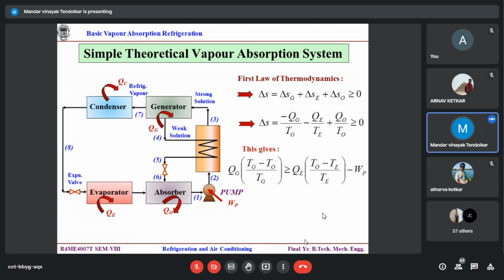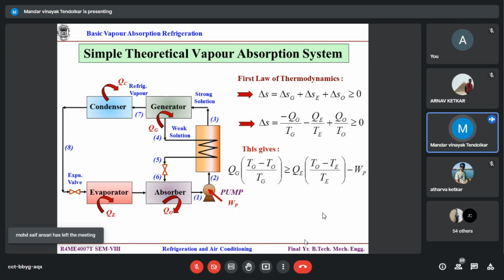Take this as 0, equal to 0, for example. So Qg by Tg, Qe by Te and Q naught by T naught. Trying to rearrange. Okay, so Qg part and Qe part, where it would be T naught minus Te divided by Te. And Wp, work required for the pump, is kept separate, because that is a work interaction. All other remaining are the heat interactions.